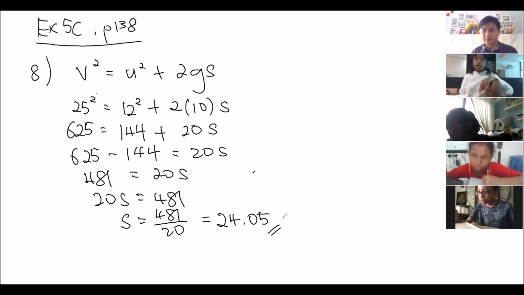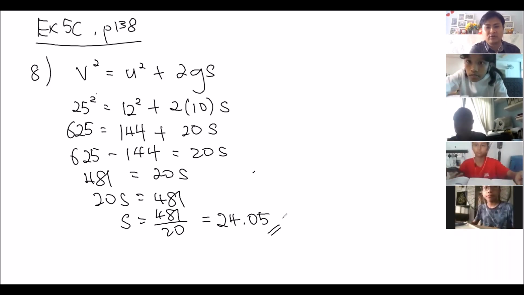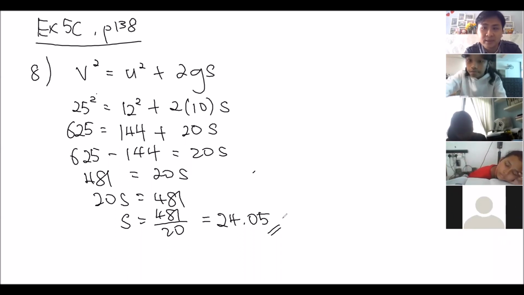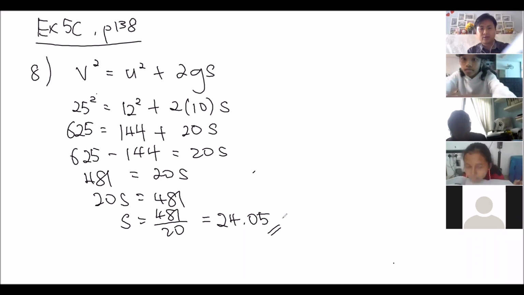Yes. Decimal is okay, provided it's not a long chain, like 24.05678567, which we don't accept. Then we will write it as a fraction. But if it's a very short decimal, you can still leave it as a decimal. Understand? Stephanie, can you understand? Yes. Okay, good.